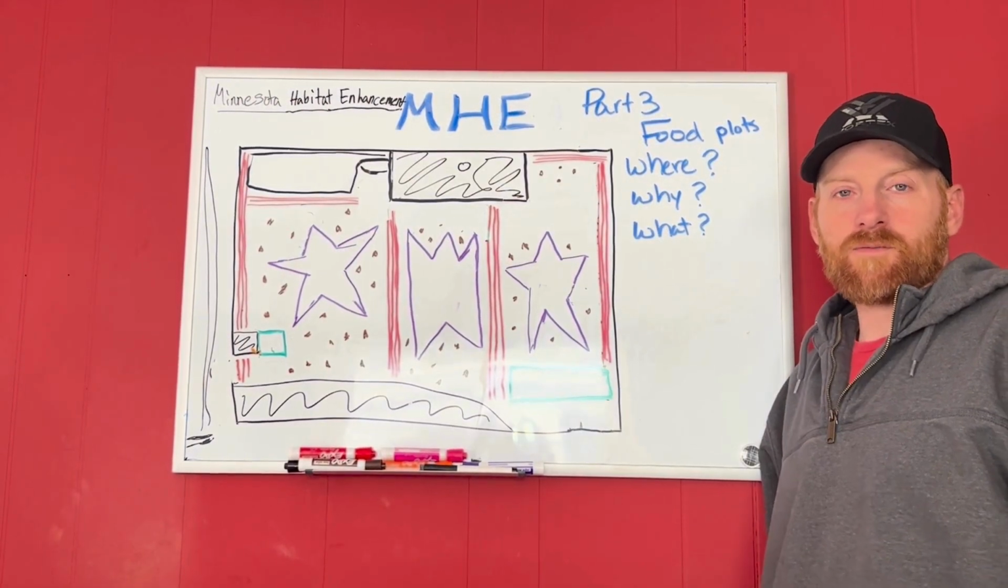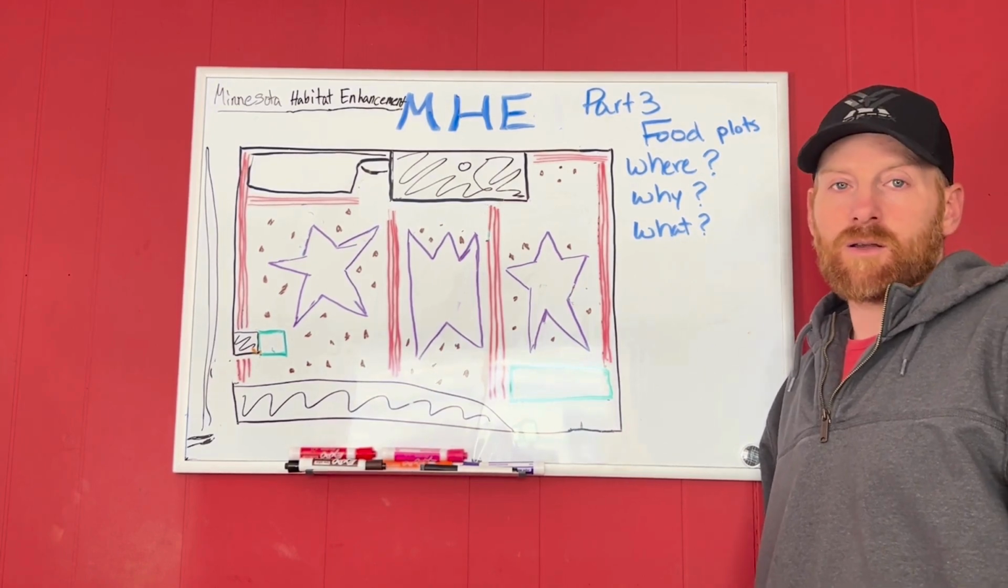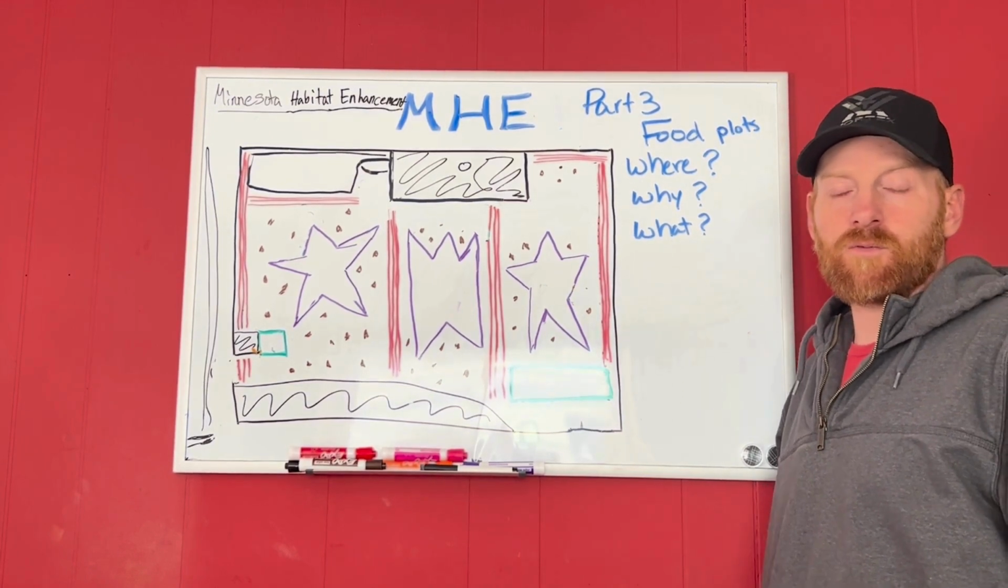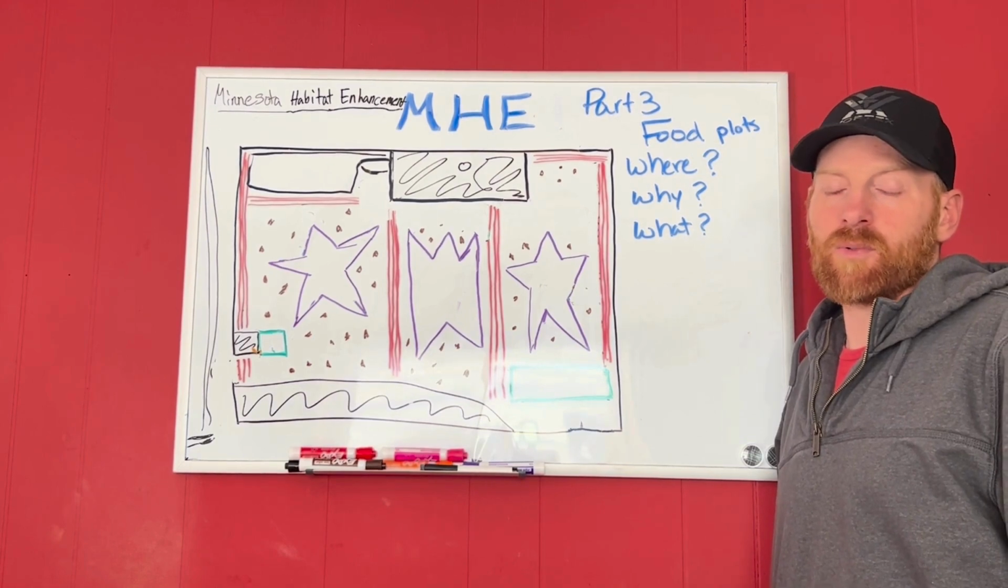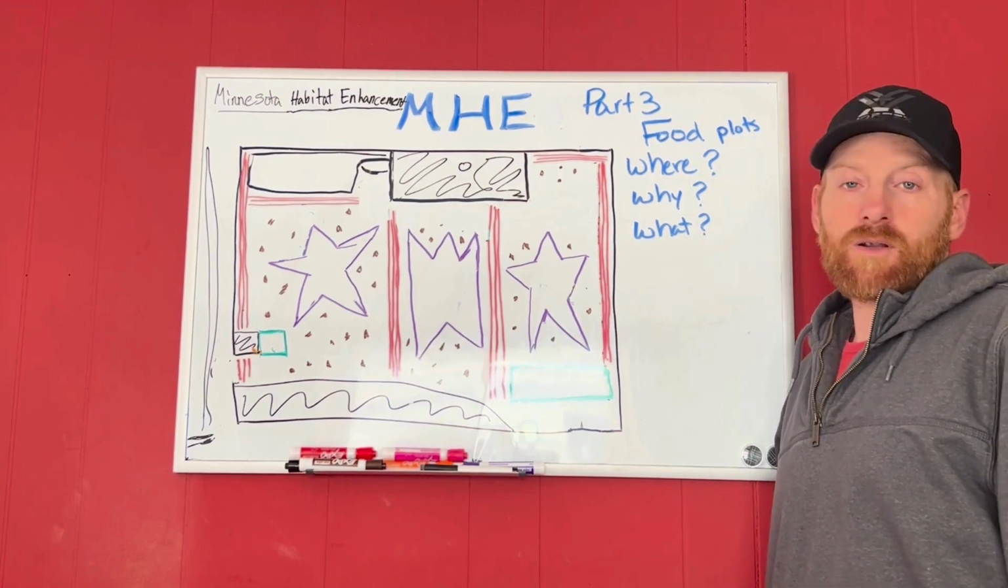So welcome back to From Pasture to Deer Production. This is going to be part 3. And today we're going to talk about everything food plots: where we want to put them, what we want to plant in them, and why we're putting them where we're putting them. We're going to go through the whole thing.